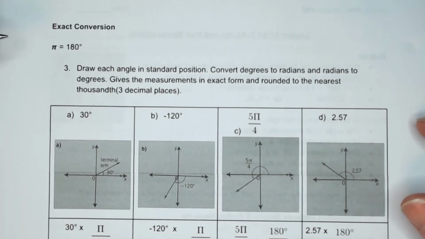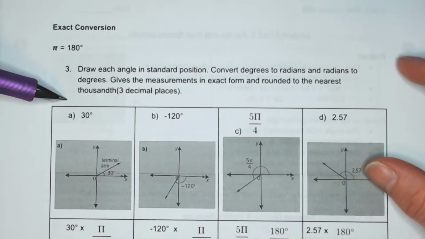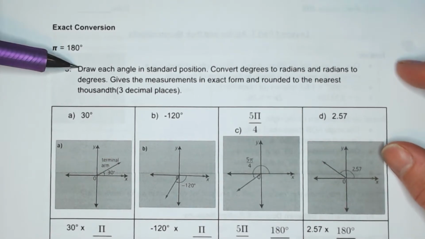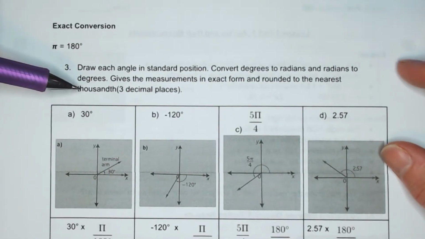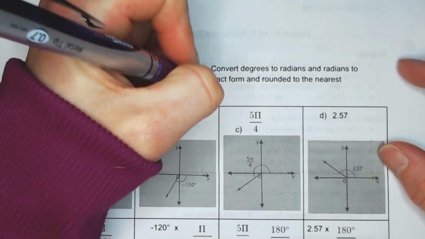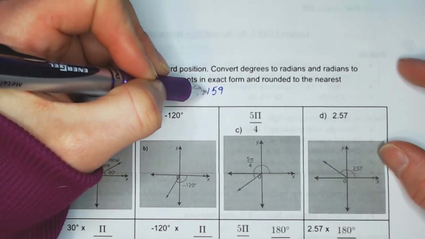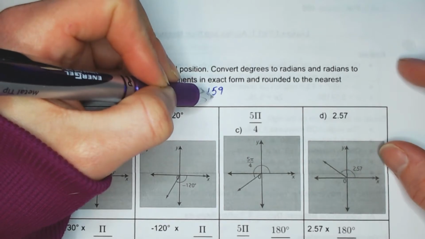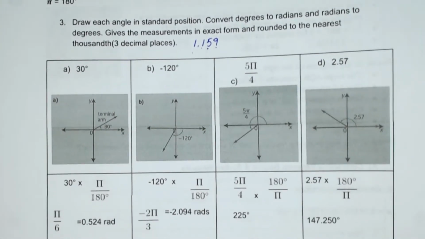Now, we can also have an exact conversion. So we have pi is equal to 180 degrees. So the direction says draw an angle in standard position, convert degrees to radians and radians to degrees, give the measurements in exact form, and round it to the nearest thousandth, or 3 decimal places. Just remember, if you have something like that, this is our ones column, our tenths column, hundredths, and thousandths. Okay, just as a reminder.